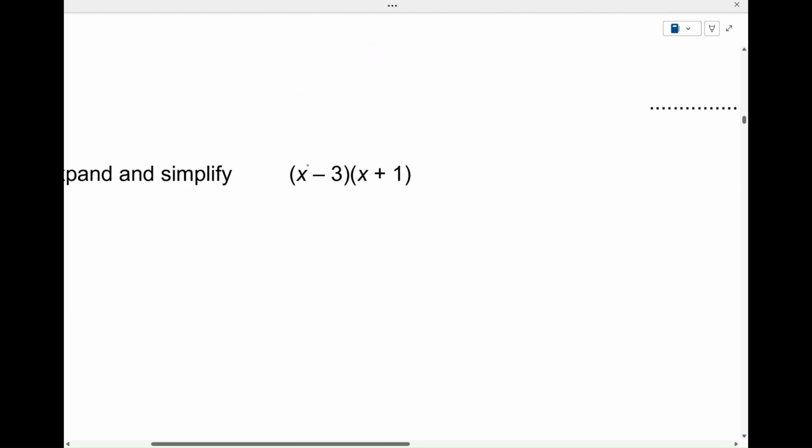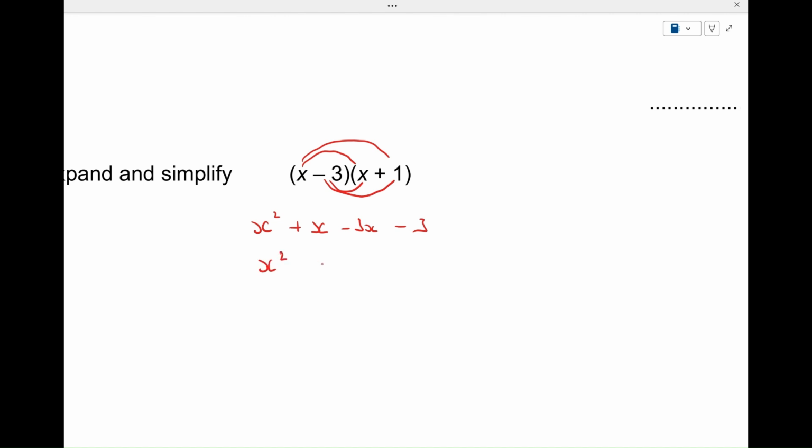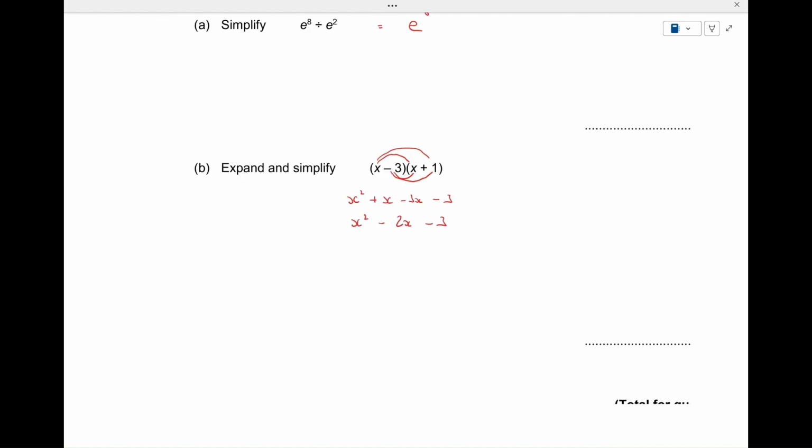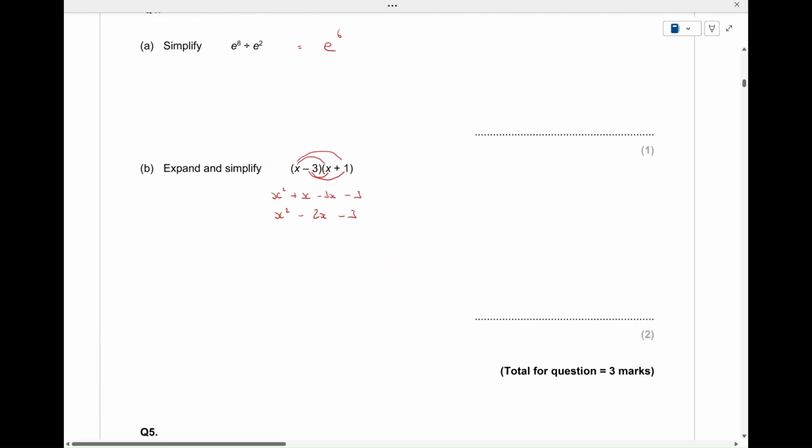Expand and simplify. Well, I'm going to do the crab claw way. I'm sure you've got a way that works for you. x times x is x squared. x times 1 is x. Minus 3x. And then minus 3 times plus 1 is minus 3. So that gives me x squared minus 2x minus 3. And that is the end of question 4.